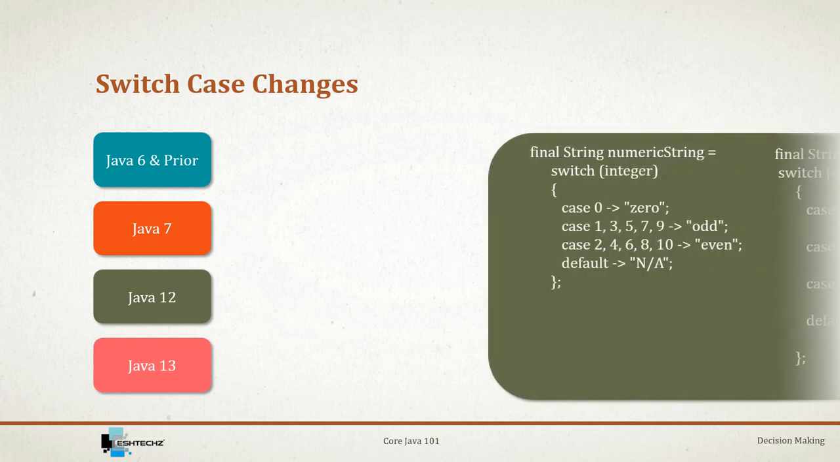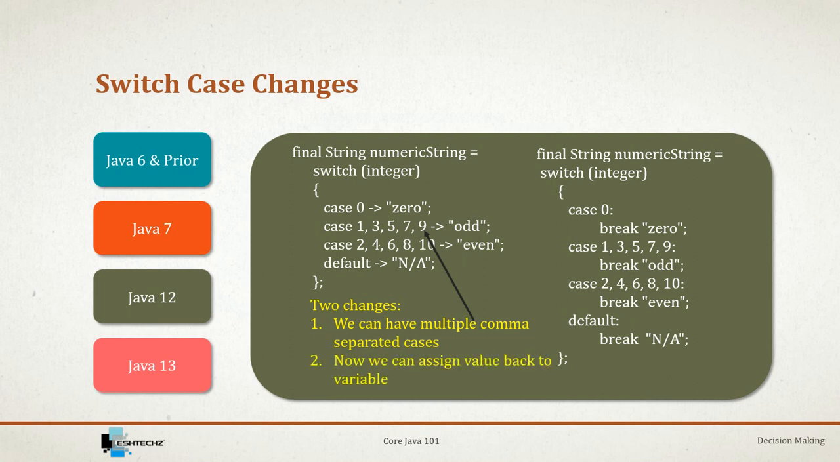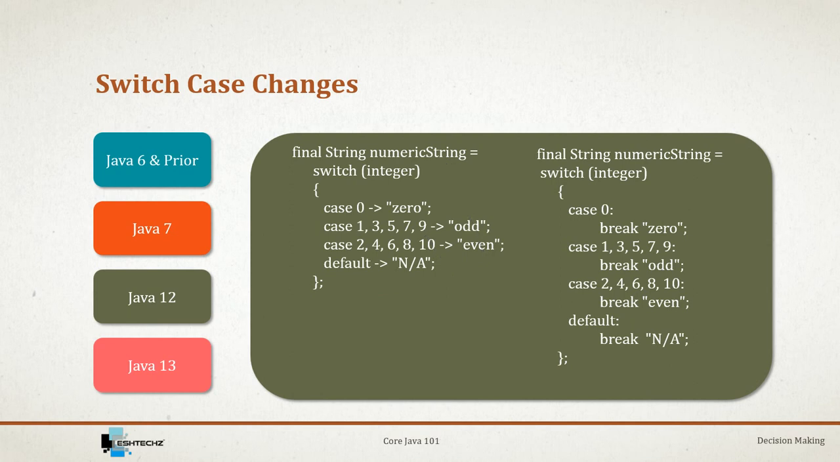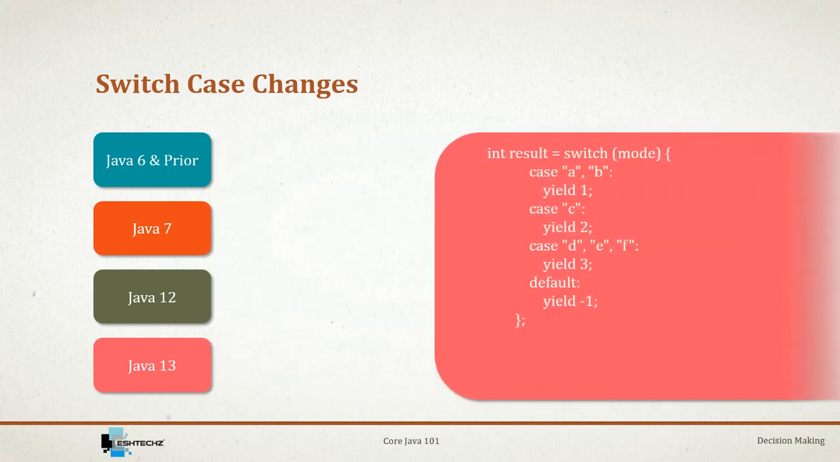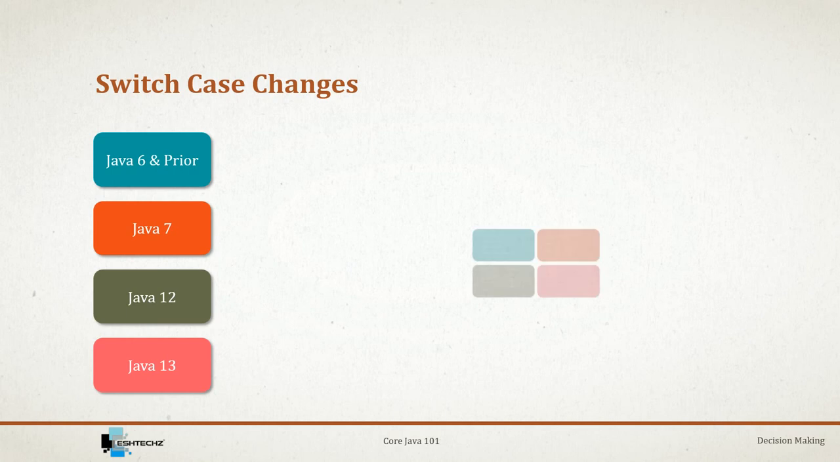In Java 12, switch received major changes. The first one was that it can now have multiple comma separated cases and we can assign a value back to the variable. Now these two styles, style 1 and style 2, can be written in Java 12. For the first one, where the arrow is there, you can skip the break, but for the second one, where we are writing the standard case with colon, we need to put break. And at last, the Java 13 changes, where this break is replaced by yield. So these were all the changes which happened with the switch case.